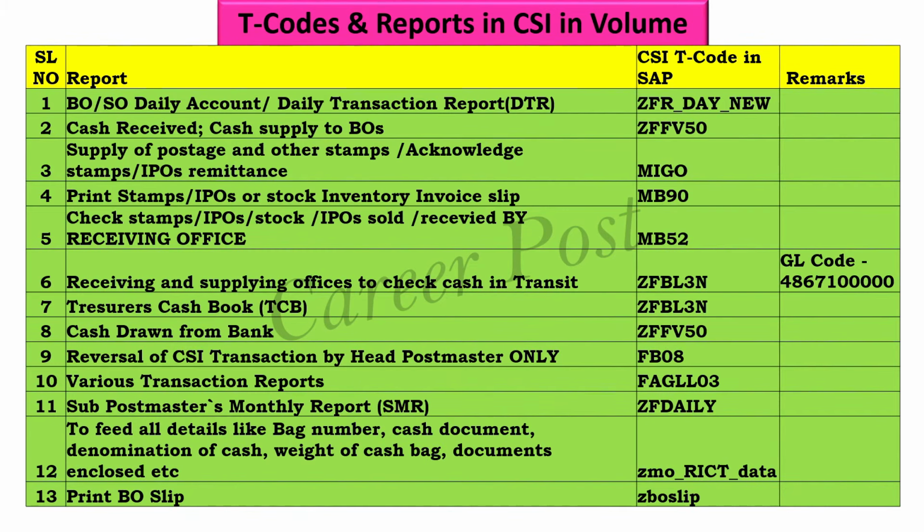How to check the cash in transit is ZFBL3N, in the GL code 486715. This also you may have to remember. They may ask a question also. Treasurer's cash book, that is TCB, ZFBL3N. That is the T code you have to invoke to generate the TCB. That is the Treasurer's cash book.